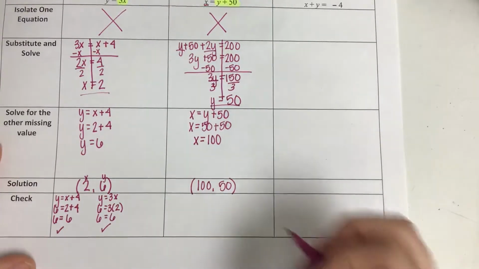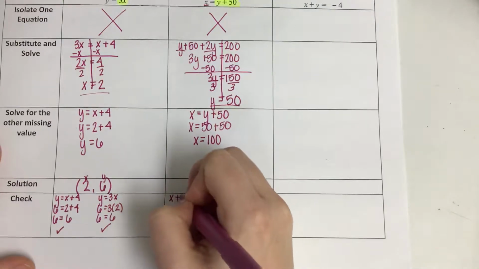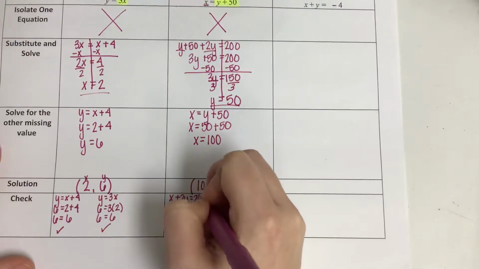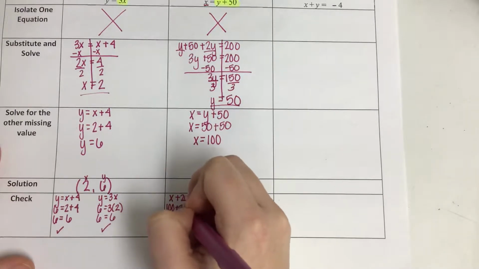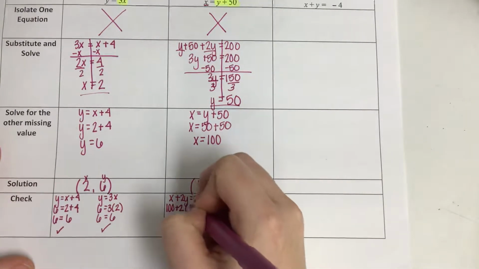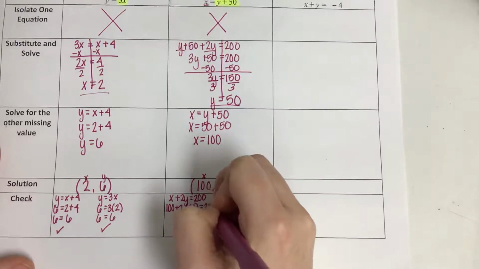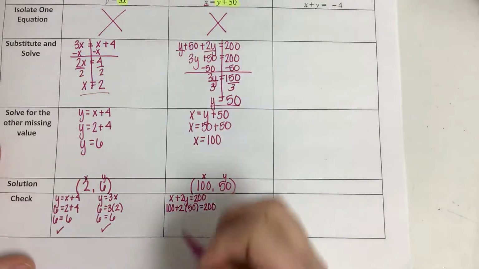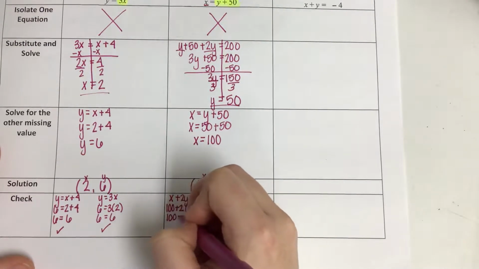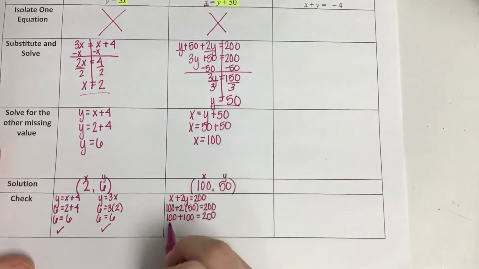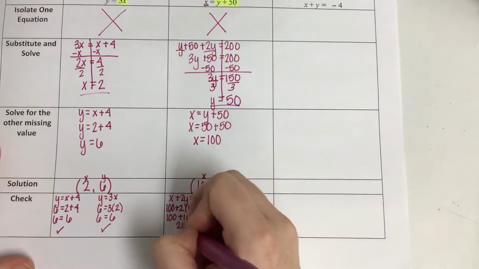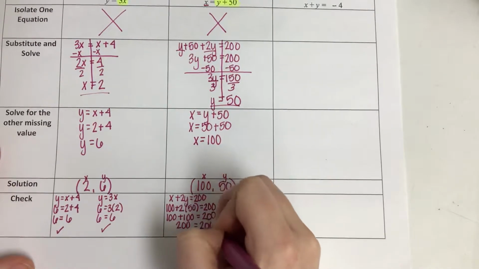Again, we need to check this, so let's start with our first equation, x plus 2y equals 200, and we're going to substitute 100 for x and 50 for y, and we're going to simplify both sides. So we have 100, and then 2 times 50 is also 100. So we know 100 plus 100 is 200. We get 200 on both sides.